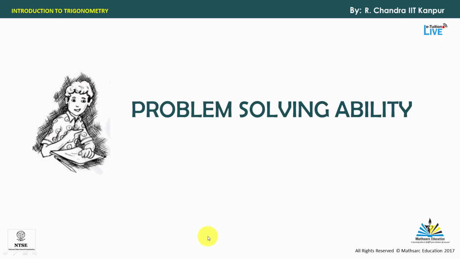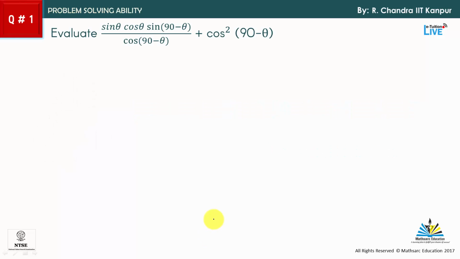Let's have problem solving ability. Evaluate sin theta cos theta, sin(90 minus theta) upon cos(90 minus theta) plus cos square(90 minus theta). The answer for this question is 1. So here is the solution.